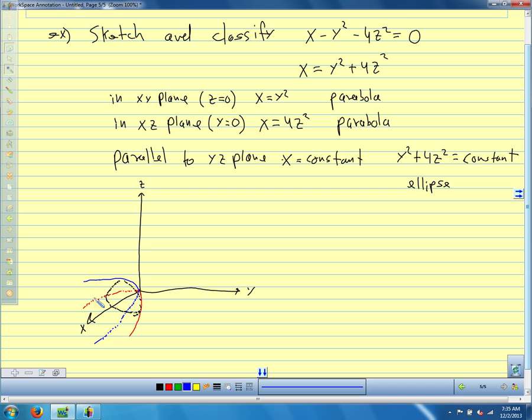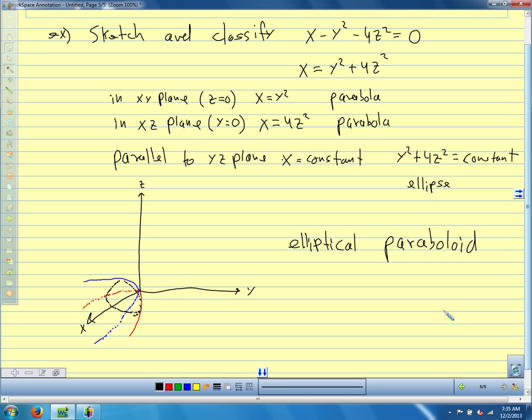So we end up with a parabolic shape, kind of opening up along the x-axis. It opens wider in the xz plane than in the xy plane. So we get this kind of parabolic shape that opens up along the x-axis. So this is called an elliptical paraboloid. We call it the paraboloid because of the parabolas. We call it the elliptical paraboloid because of the ellipses.